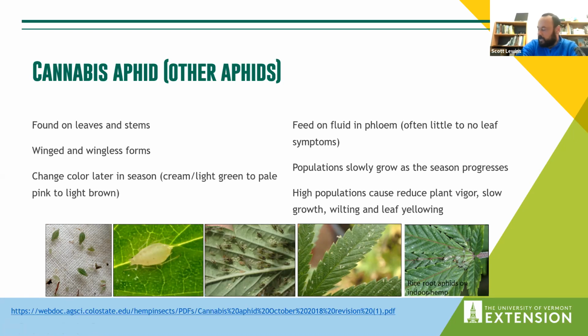And when you get really, really high population levels of aphids, the vigor of your plants is greatly reduced. And you can also get formation of mold because aphids secrete a sugary substance called honeydew. And then that honeydew on the leaf surface can promote sooty mold.